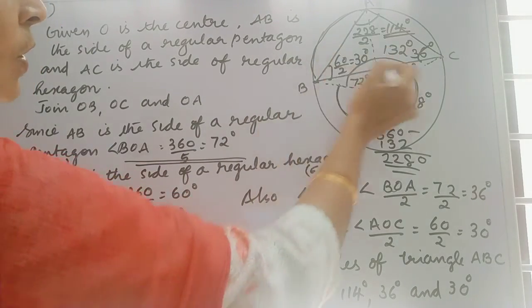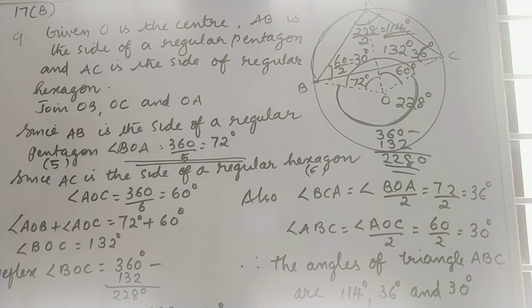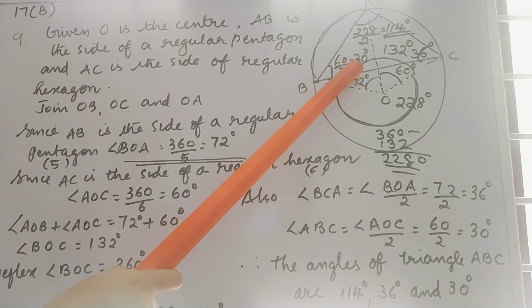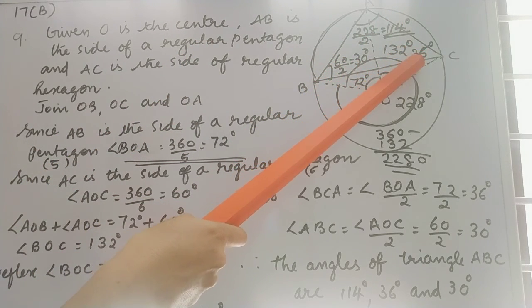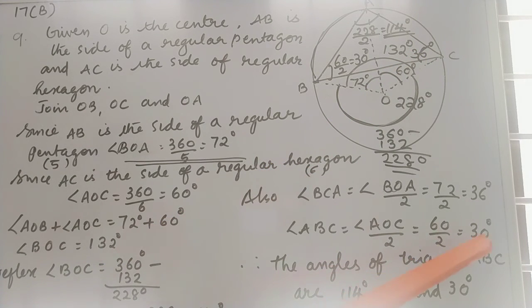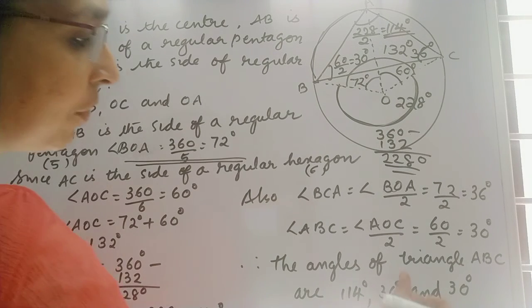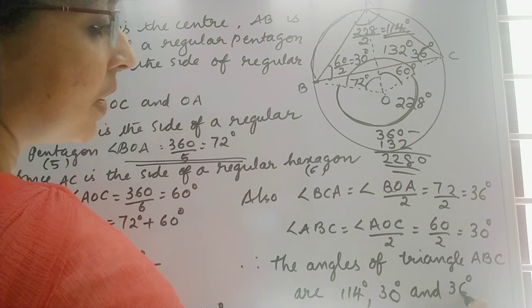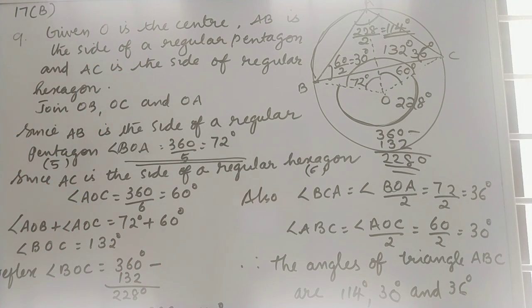So we got all the three measures of triangle ABC. A we got as 114, B we got as 30 degrees, and C as 36 degrees. Therefore, the angles of triangle ABC are 114, 30 degrees and 36 degrees.